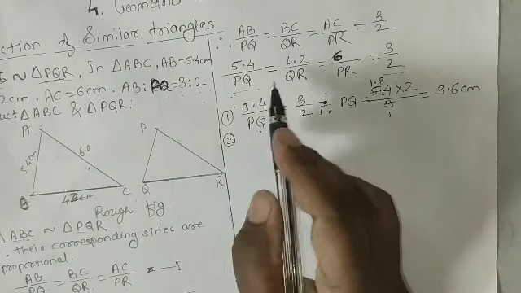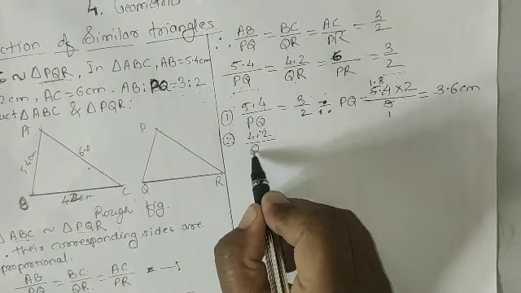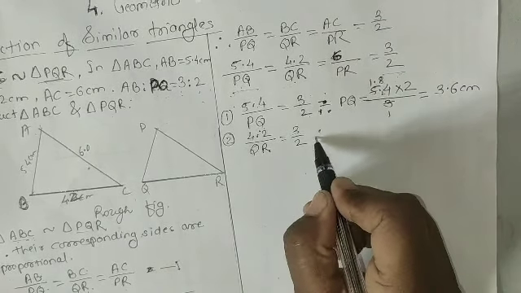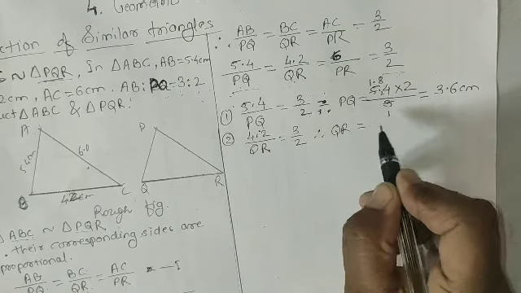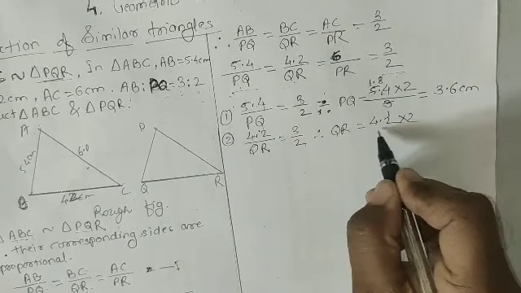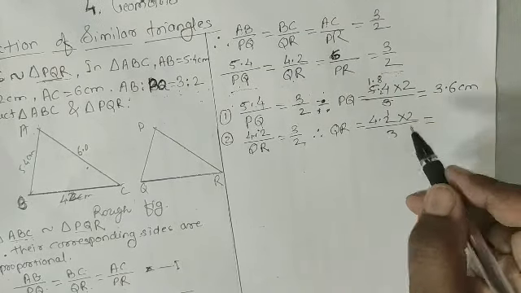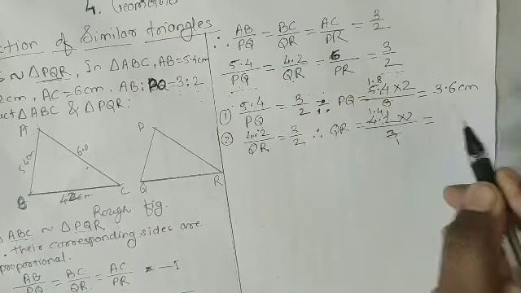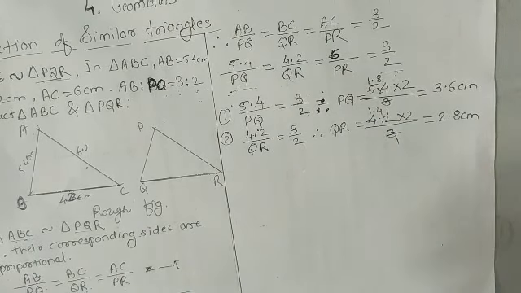Second, we have to find this QR. So take 4.2 upon QR equals 3 upon 2. Therefore QR equals, in the same way, 4.2 into 2 upon 3. If you do this division and multiplication, 3 ones are 3, 1 remains, point, 3 4s are 12, 14 2s are 28. So the answer is 2.8 centimeter.